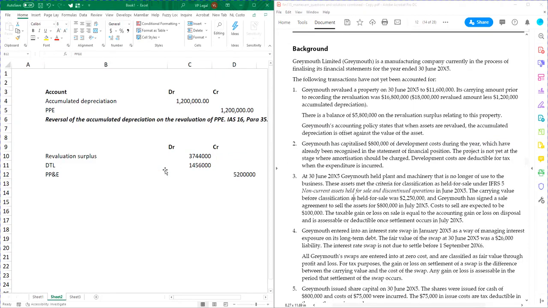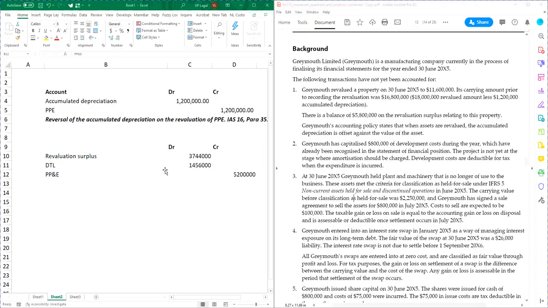Okay, next up with number 2, we have capitalized 800K of development costs. So they've spent the money, which has been recognized. They've capitalized it, sitting on the balance sheet, and they've spent the money. So the project is not yet at the stage where amortization should be charged. They haven't actually put anything through the P&L currently for amortization, because it doesn't satisfy the requirements.